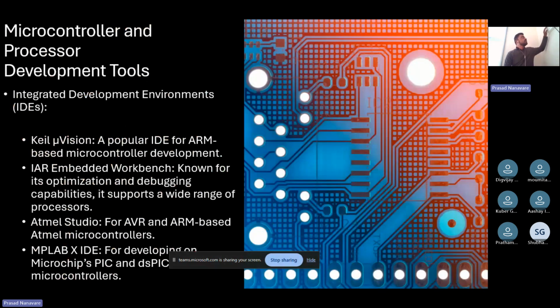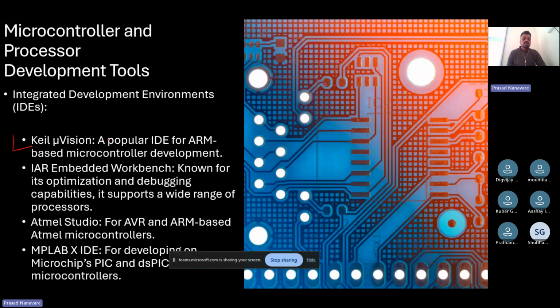Then microcontroller and processor development tools. In this we have seen Keil, and while Keil, because again, these are best in class tools we have used.